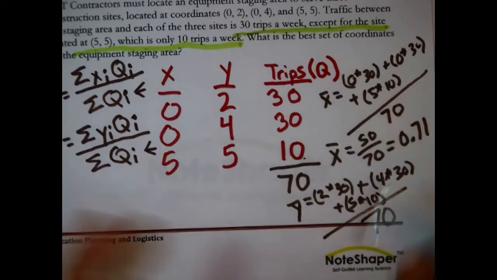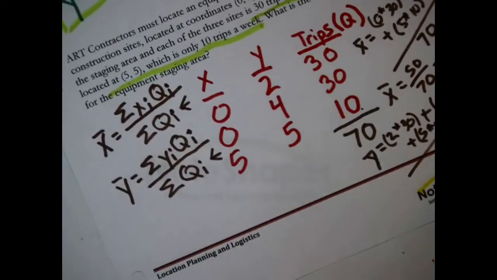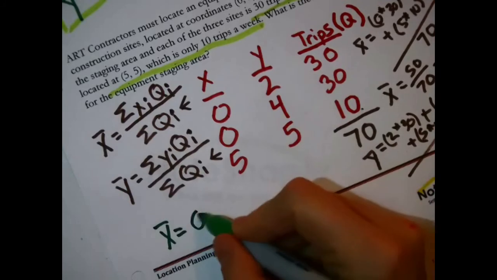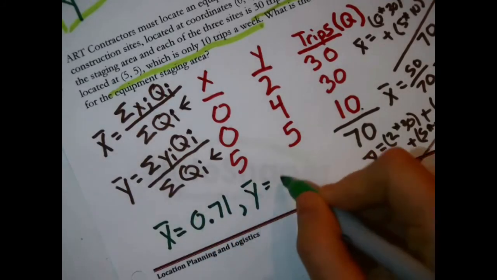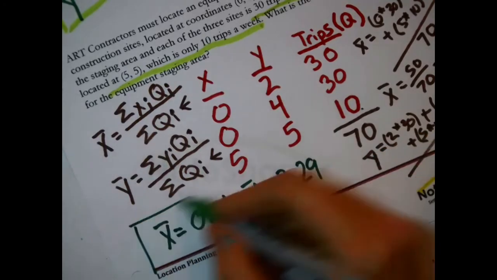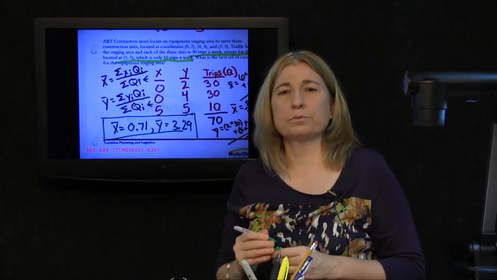Remember that the actual answer is just the coordinates, the proposed location. That would be the x-coordinate 0.71. Perfect y-coordinate, 3.29, or 230 divided by 70. That's the answer to this particular question.